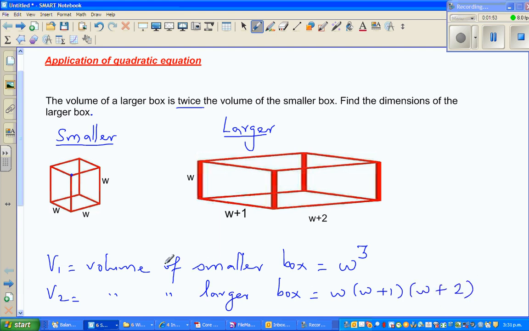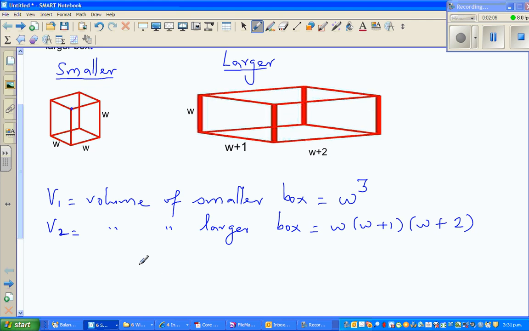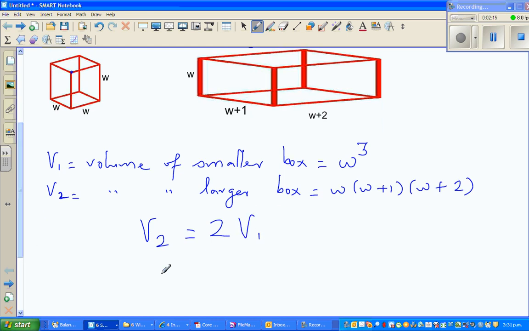Now what's the relation between V2 and V1? The volume of the larger box, which is V2, is 2 times the volume of the smaller box. So I can say V2 is 2 times V1. So V2, W times W plus 1 times W plus 2, is equal to 2 times W cubed.